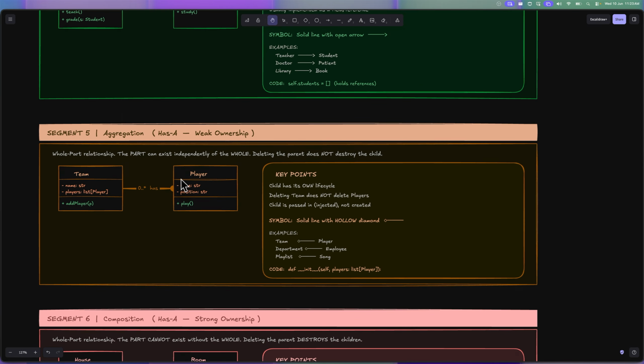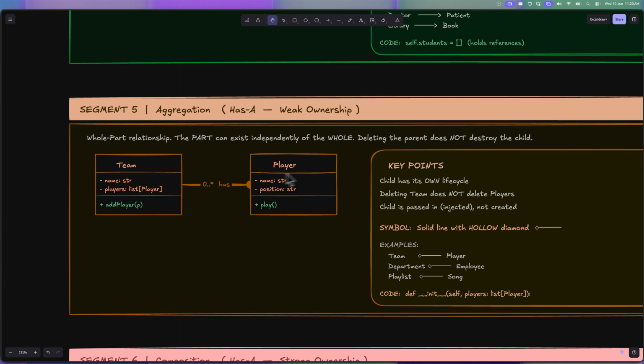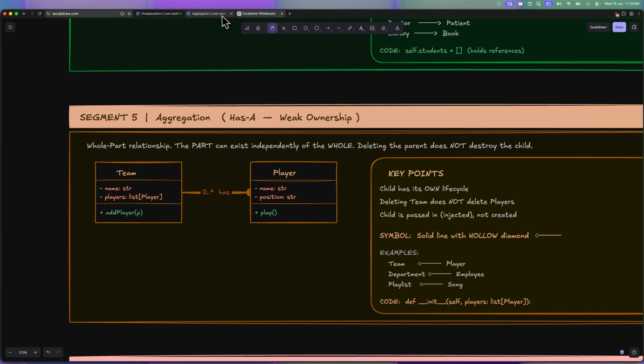If you see, there are two classes, a team class and a player class. If you see the attributes, team has a name and team has players. Players is nothing but a list of players. That means the team class contains players. So one class contains the other class. That's what we are saying in this definition here.